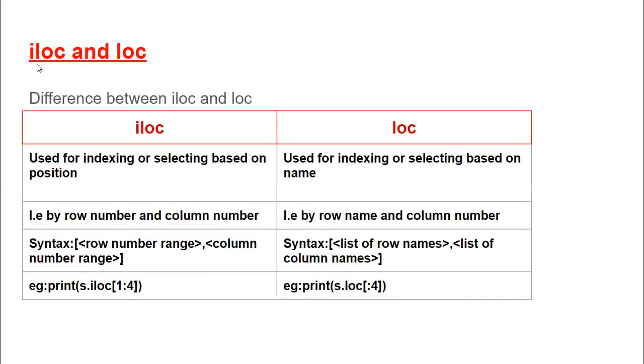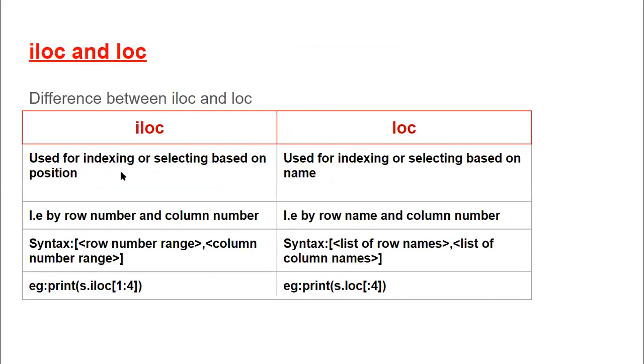Now with the help of the iloc and loc methods, we have two things. One is called iloc, the other one is called loc. With the help of these also we can do slicing. So what is the difference between this iloc and loc?